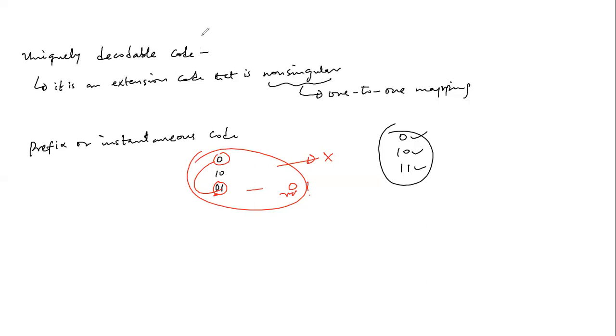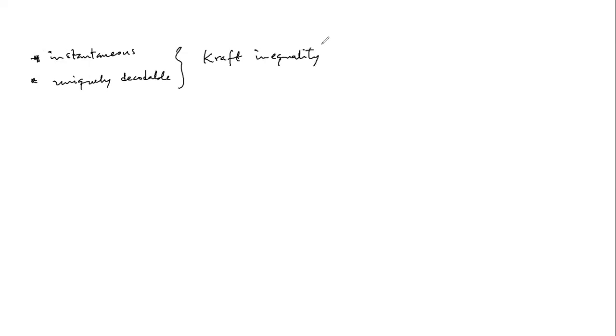And now, we'll talk about a sufficient condition to check if a code is instantaneous, or better still, if it is prefix-free, or if it is uniquely decodable. And this condition follows directly from the Kraft inequality, which has been extended, and then we also look at the Kraft-McMillan inequality.